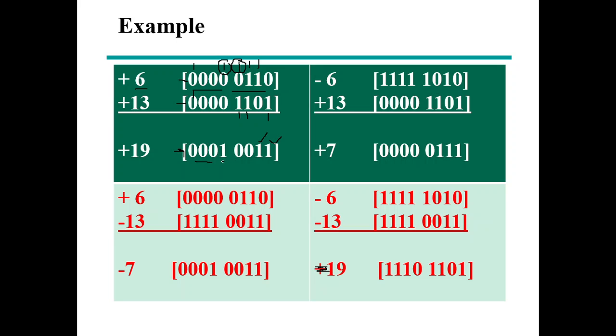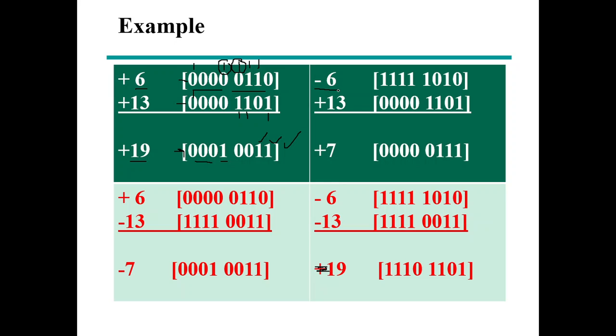And what is the result that we have? If you convert it into decimal, this is 16, this is 2, 18 plus 1, 19. So the result is 19. 6 plus 13 is 19. So it is fine. Now let us look at another scenario.